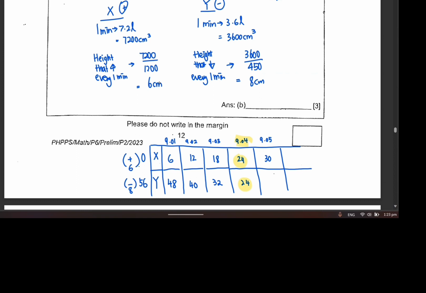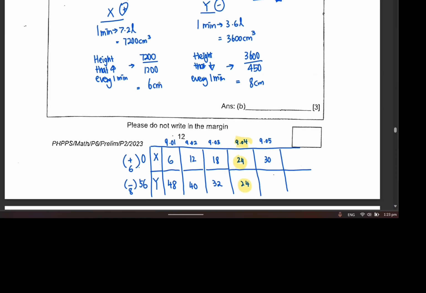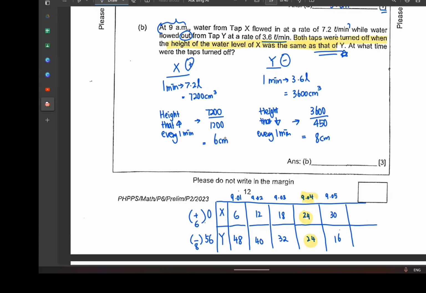If you want to double confirm, you can see that at 9:05 a.m., Y will now only have 16 cm as the height. So therefore, the question says, at what time will the taps turn off? Your answer has to be 9:04 a.m.